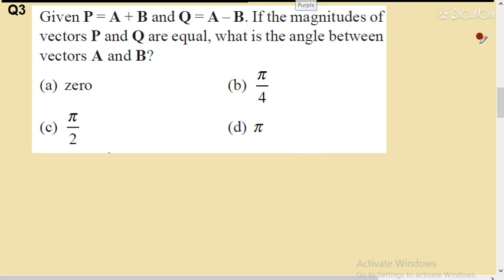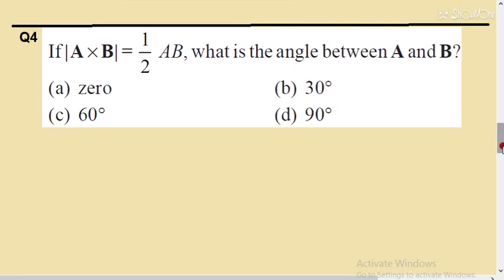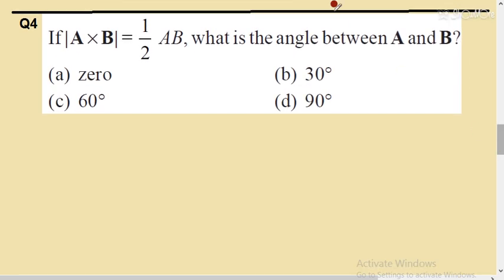So moving to the next question now. We have the fourth question. The fourth question is, if the magnitude of a cross b is equal to 1 by 2 ab, what is the angle between a and b? So here we have to find the angle between a and b.